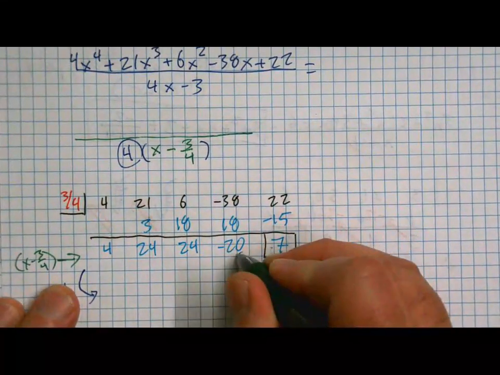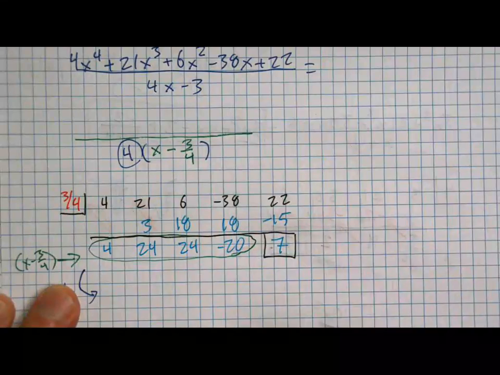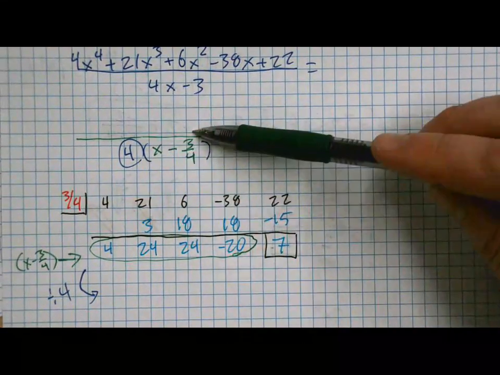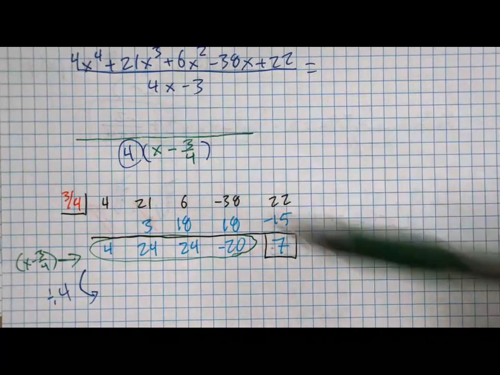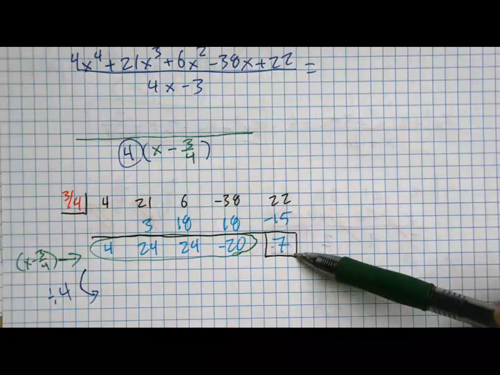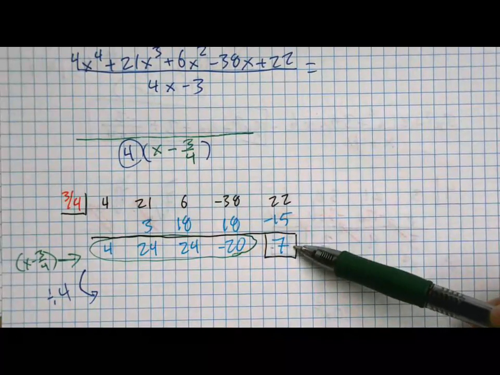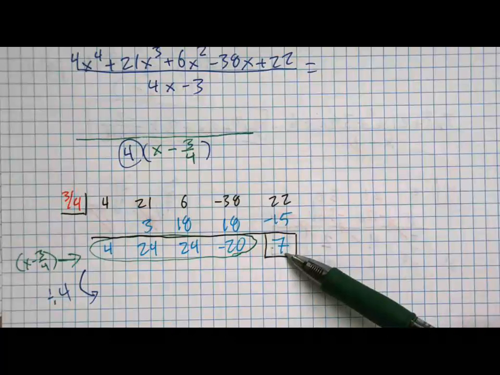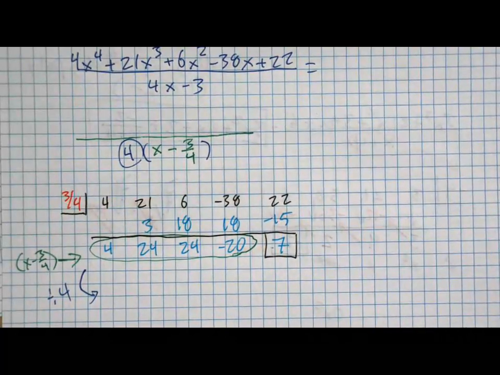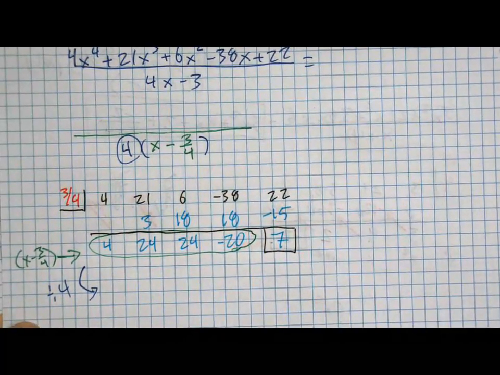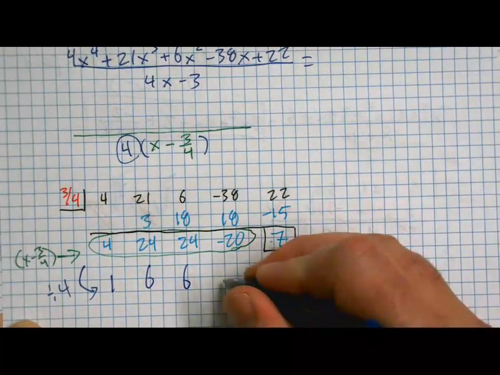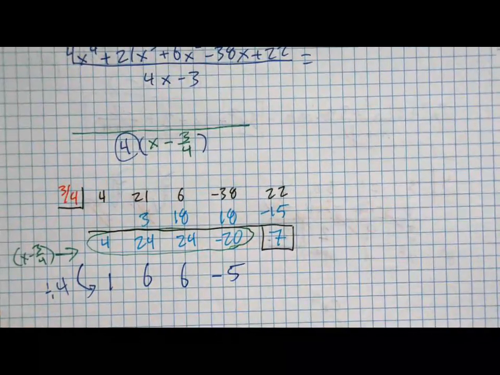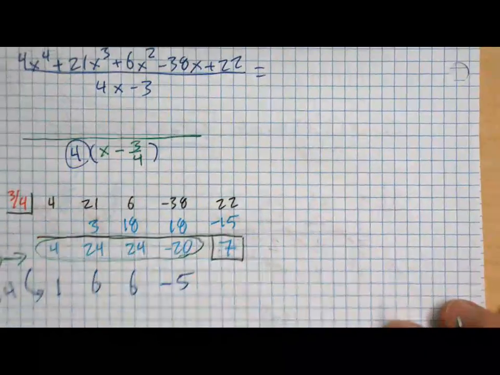And again, remember, these are the coefficients that you would have gotten if you just divided by x minus 3/4. But we need to also divide by the 4 that's sitting here. Now the 7 does not get divided by the 4. The remainder stays the remainder. So dividing those coefficients by 4 gets us a 1, 6, 6, and negative 5. And those are going to be the coefficients for my quotient.